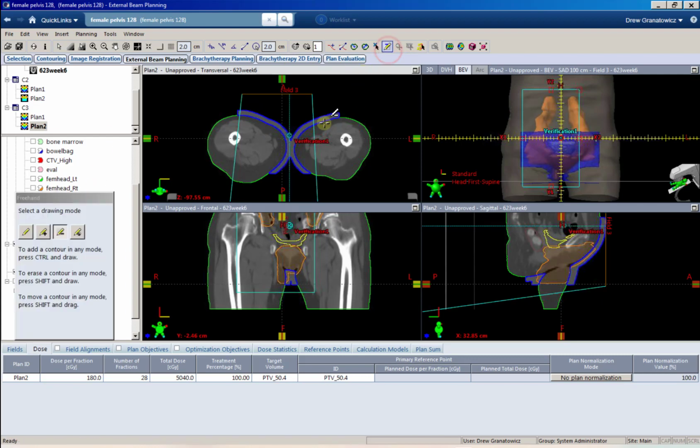Oops. So I'm going to erase that slice too. That looks a little better.